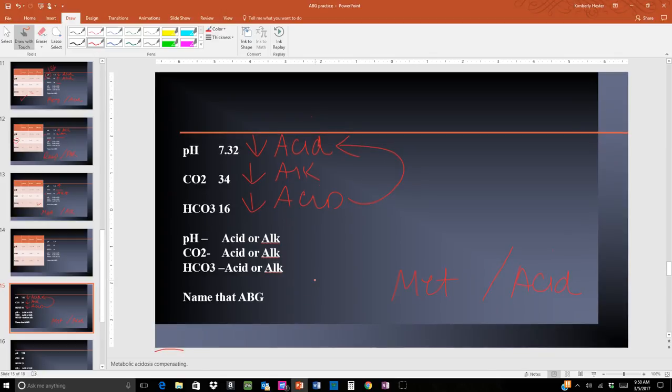All right, so what does that mean, compensating? So we look at here, when we say that a pH is compensated, that means that it is back to normal.